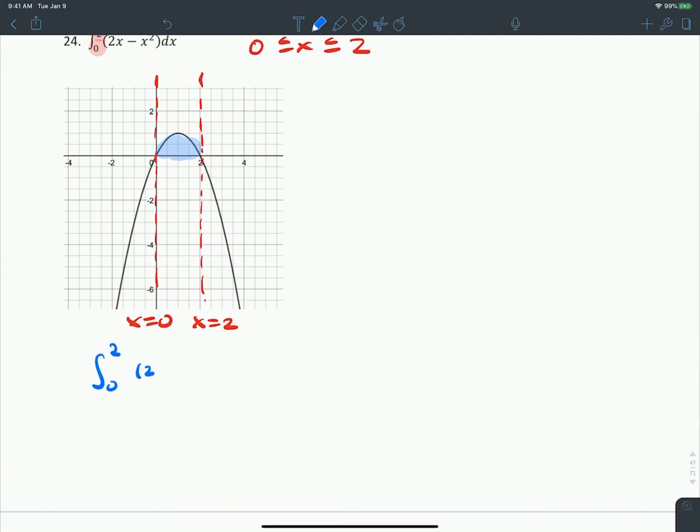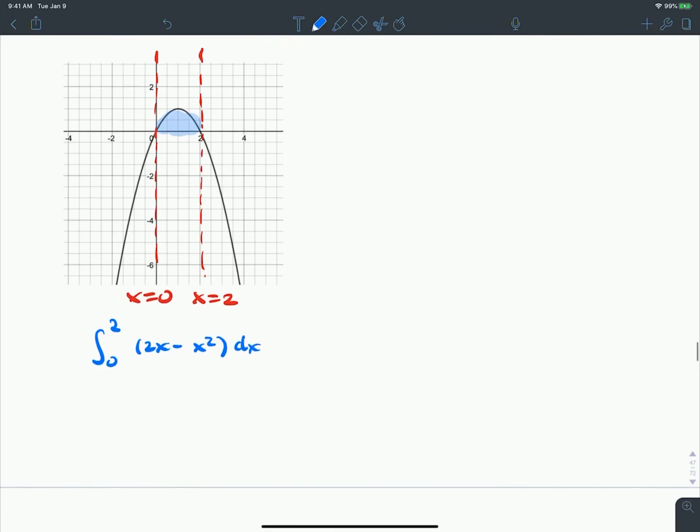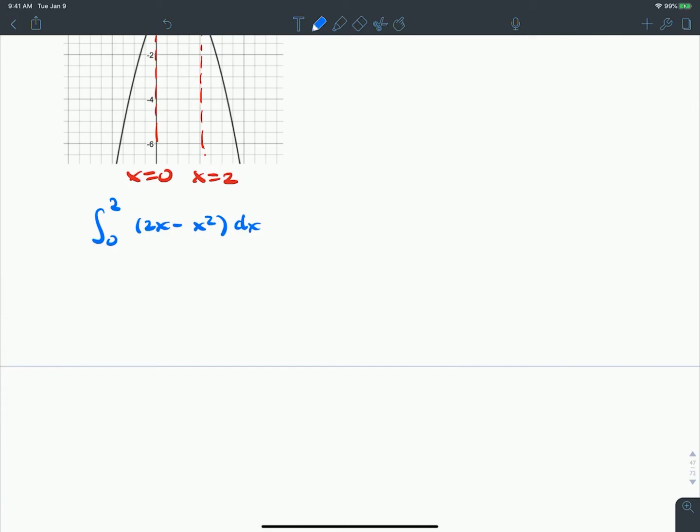0 to 2, 2x minus x squared dx. So we're going to use our properties, or we're going to find the antiderivative here. So this becomes 2x squared over 2 minus x cubed over 3, and we evaluate this from x is 0 to x is 2.